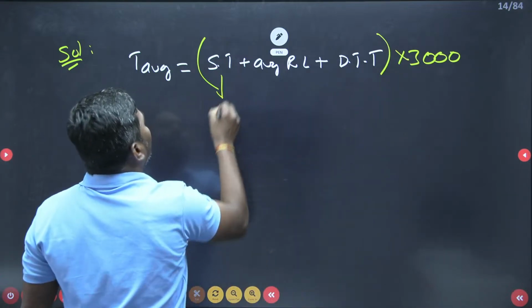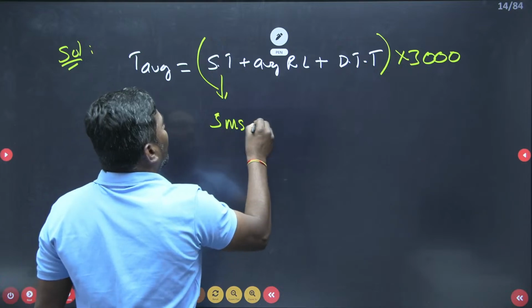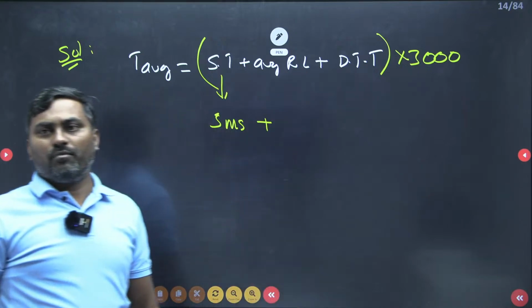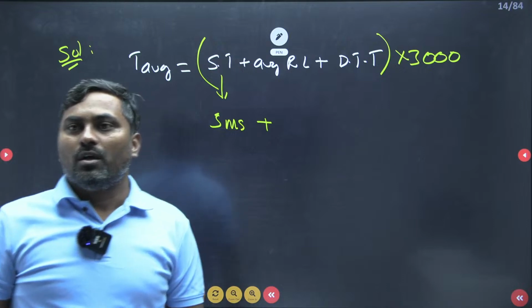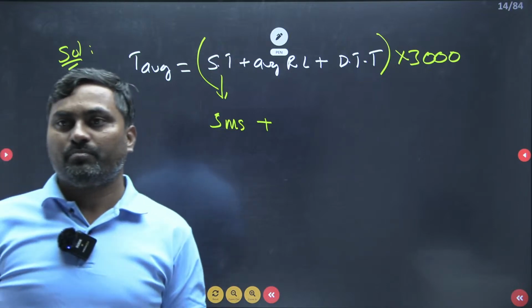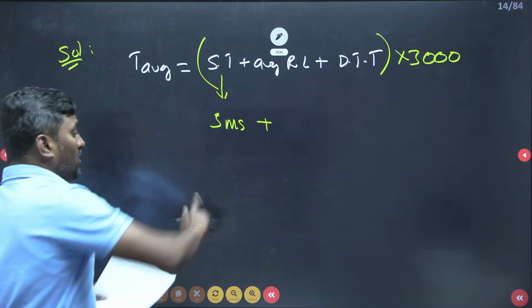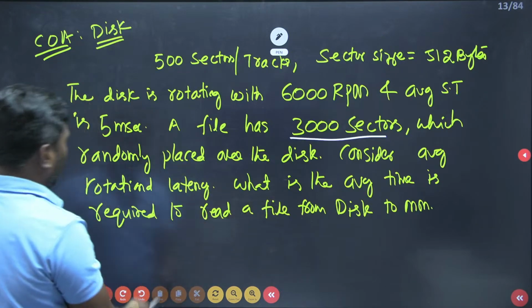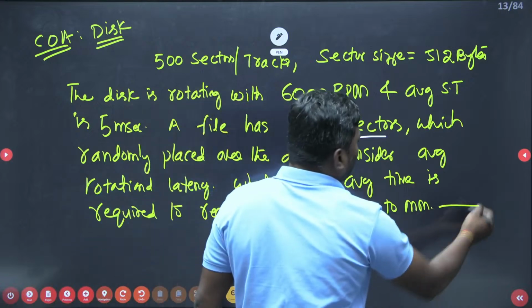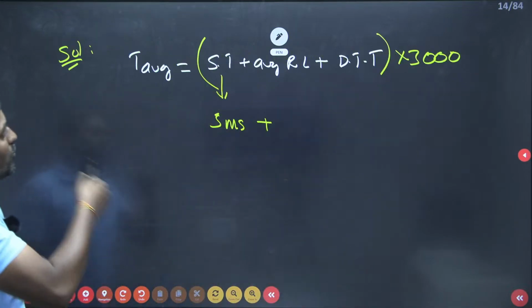What is the seek time given? 5 milliseconds given. Now we need to find out the rotational time. Sir, is it an MSQ question? This is a NAT question, a numerical answer type question. You have to fill in, you have to place the value.